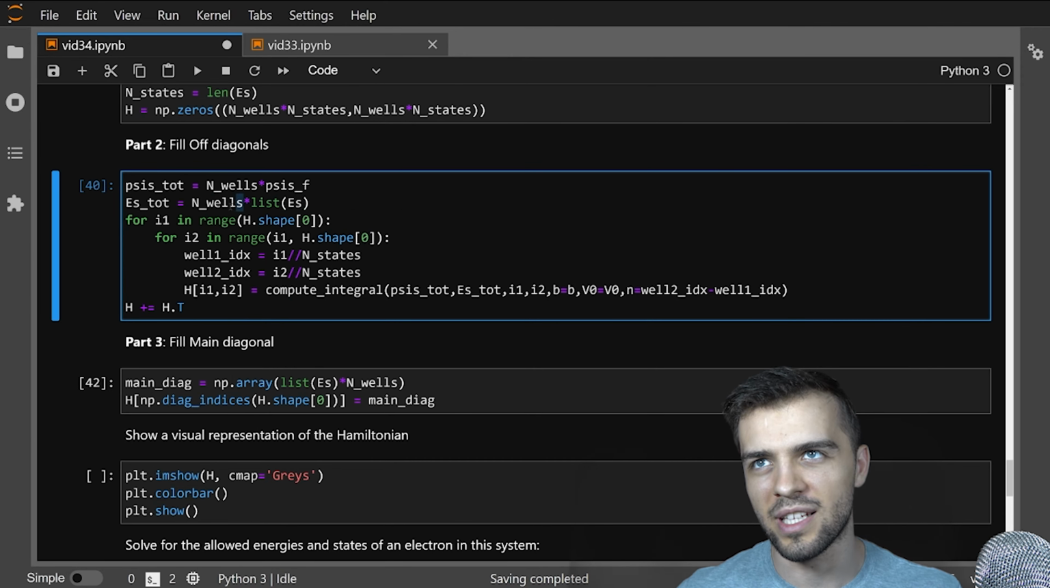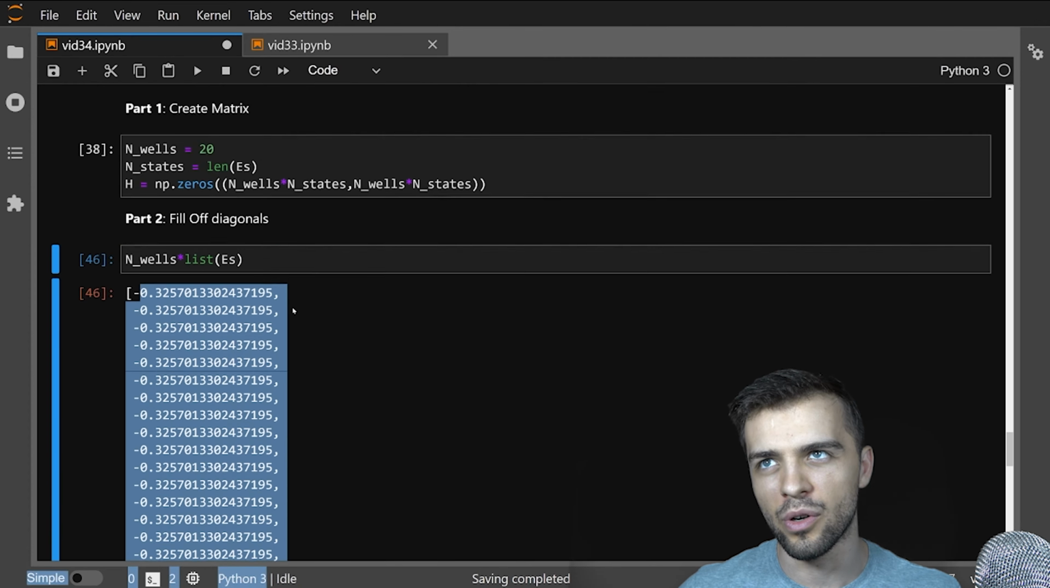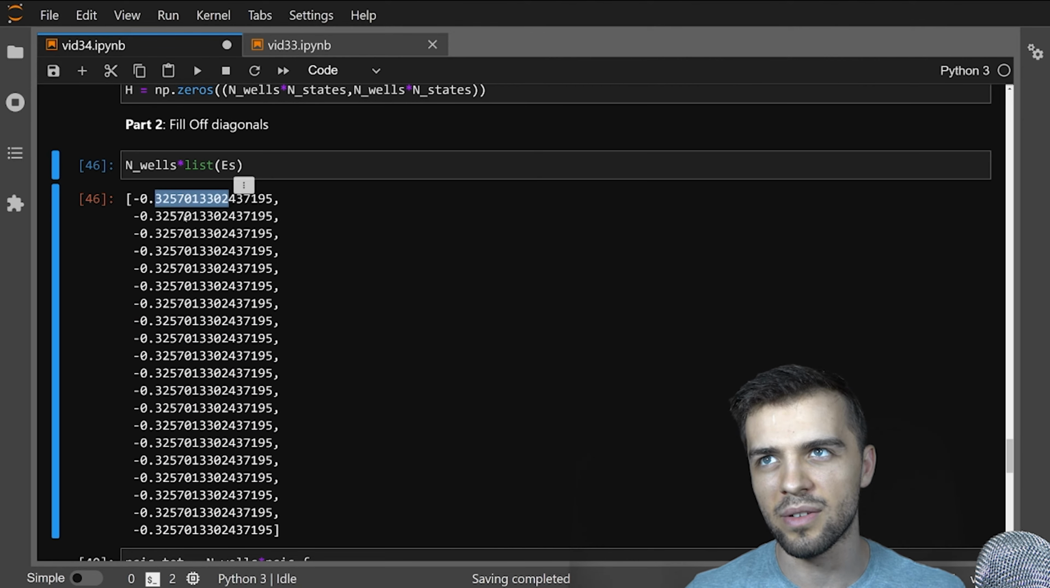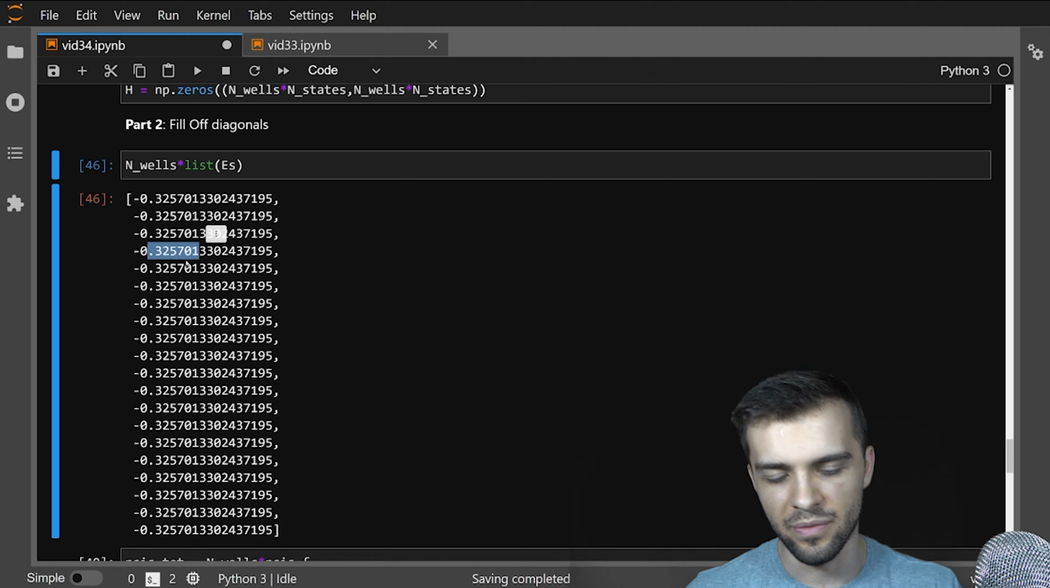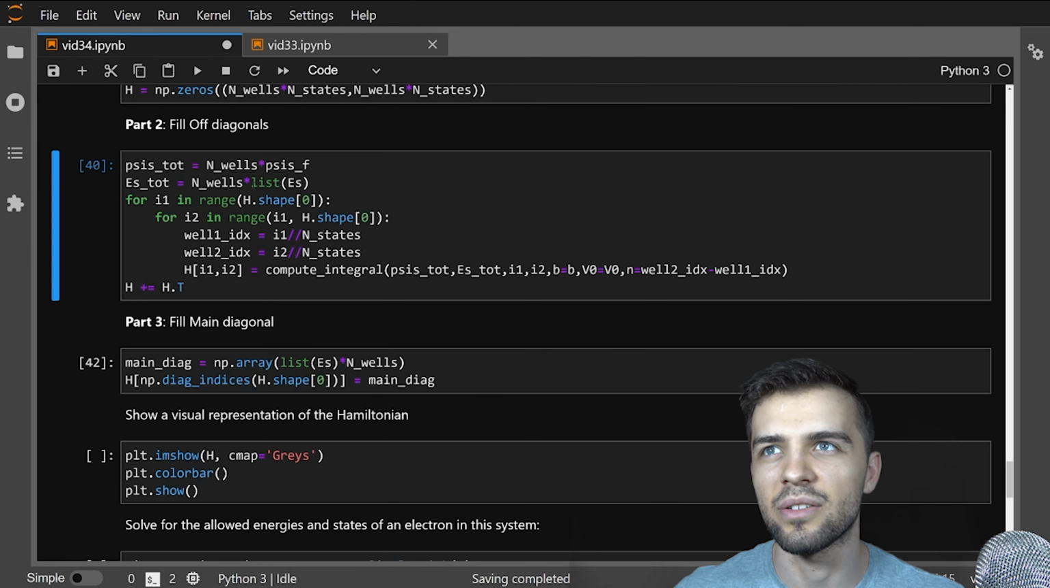Same thing with my energies. I take my number of wells and multiply it by the list of my energies. Here I only have one energy, so it gets repeated over and over again. But in the case of ground state and excited state, I would have ground state, excited state of each well. Again, you'll see that in a later example.